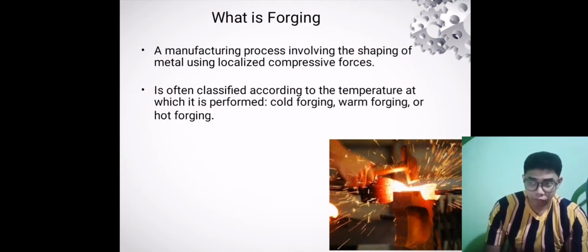My name is Louie. What is forging? First, it is a manufacturing process involving the shaping of metal using localized compressive force. It's often classified according to the temperature at which it is performed: cold forging, warm forging, or hot forging.